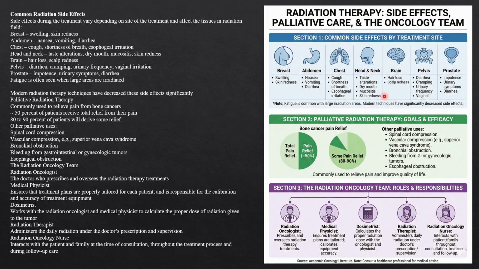mucositis, and skin redness. For the brain, there is hair loss and scalp redness. In the pelvic region, there is diarrhea, cramping, urinary frequency, and vaginal irritation. And for the prostate, it is impotency, urinary symptoms, and diarrhea.